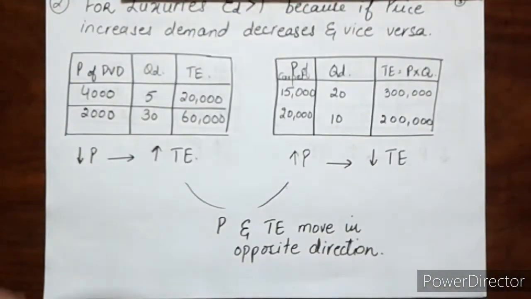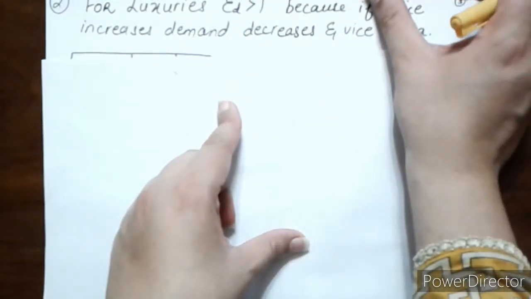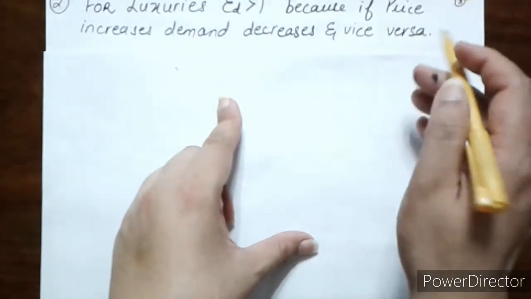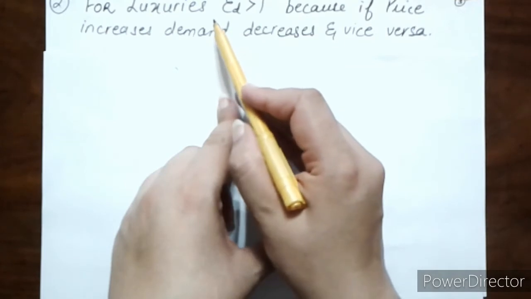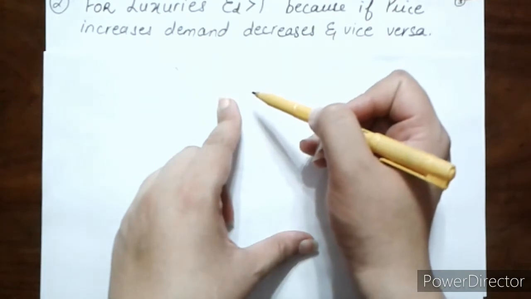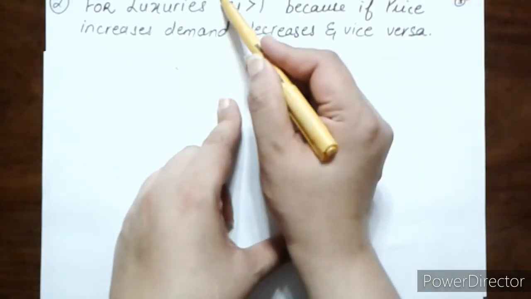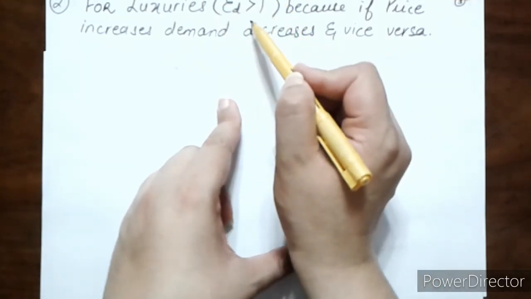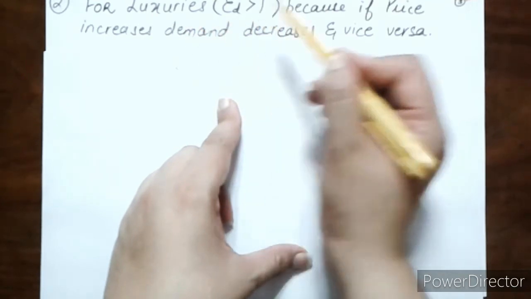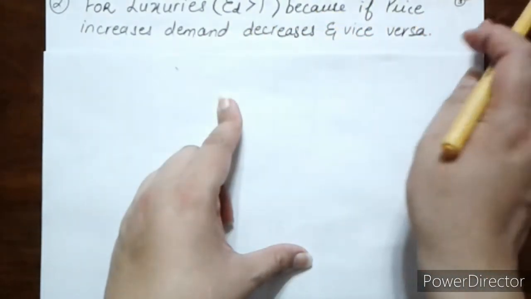Now let's move on to our second case. The second case is that of luxuries. What happens in case of luxuries? Luxuries are something which not everybody can afford. So when luxuries are expensive, we buy less of them. But when their price drops, we rush to the market and try to buy them if it is affordable for us. It means that price elasticity of demand for luxuries is in most cases greater than 1. If price increases, demand decreases, and vice versa.